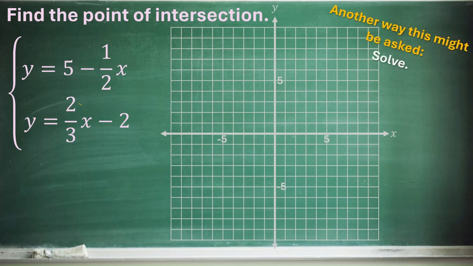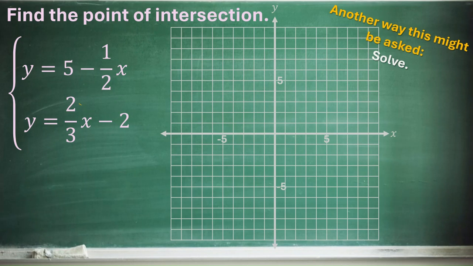The other way you might be asked is by just a single word, and that word is solve. So if you ever see a system of equations and it says solve, it means the same thing as finding the point of intersection. You essentially are finding the values of x and y that make both equations true. All right, we are going to solve or find the point of intersection today using the graphing method.